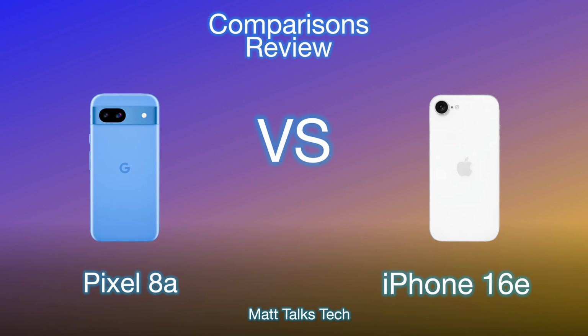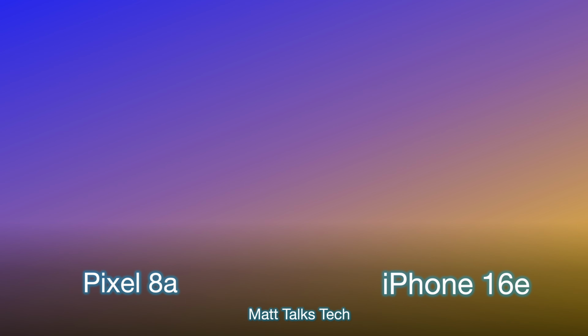So let's take a look then at these charts. On the left side, we have the Pixel 8a, and then we'll have the iPhone 16e on the right for the rest of this comparison. And with that, let's get started.